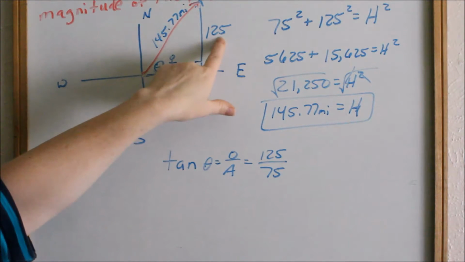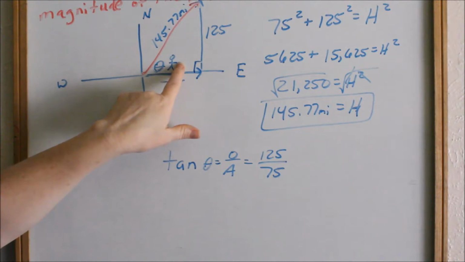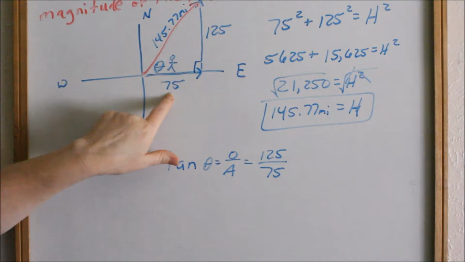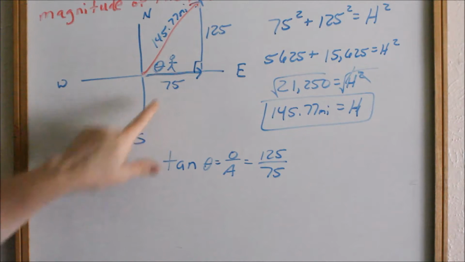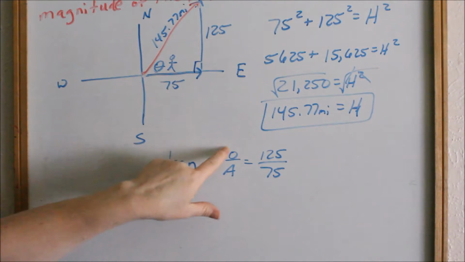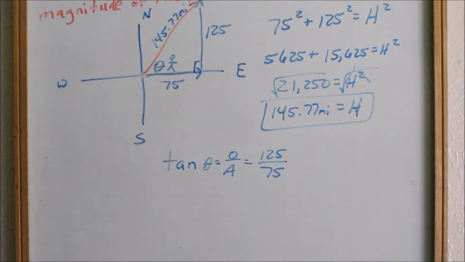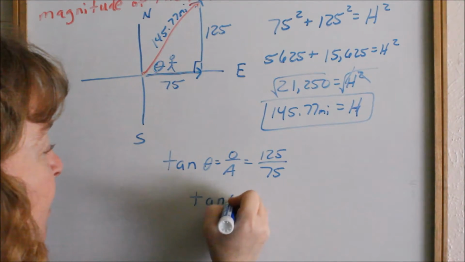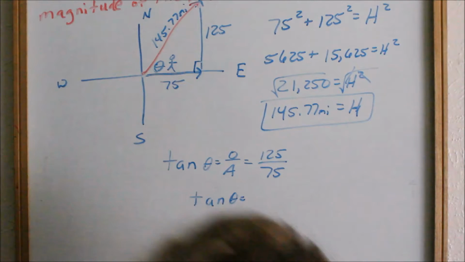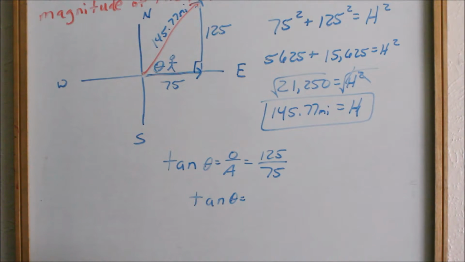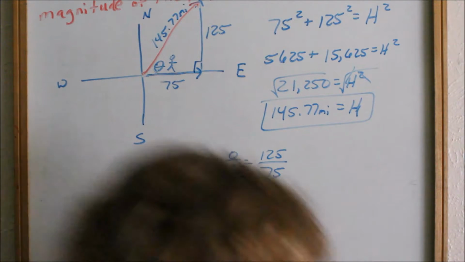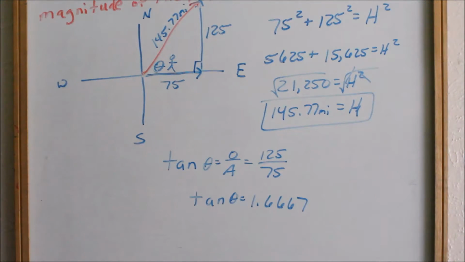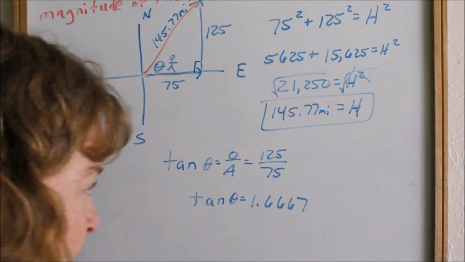Since this was given to me and this was given to me, if I'm standing here, this is opposite, this is adjacent. The trig function that uses opposite and adjacent is tangent. So I use tangent theta because it's opposite over adjacent. Then I can turn this into a decimal. Tangent theta is 125 divided by 75, which is 1.6667, and you normally need to do it to 4 decimal places.